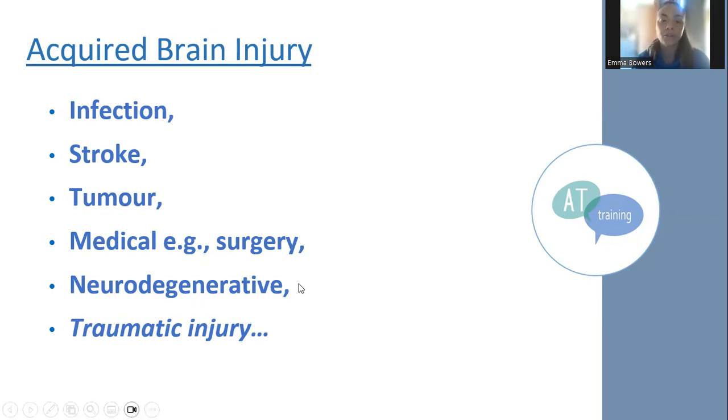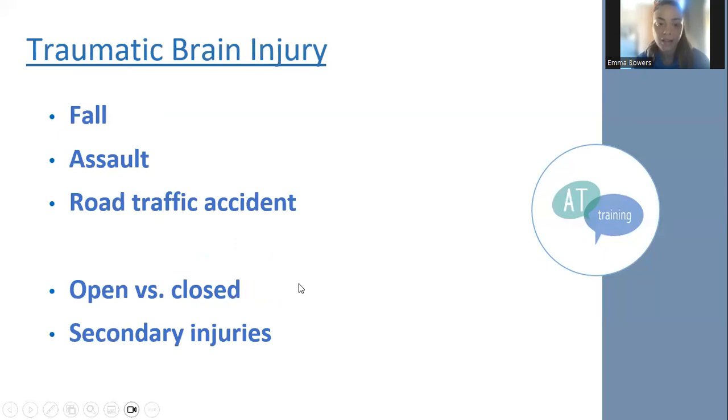So if we look on the next slide, we can see that a TBI can be caused by, again, varying different reasons: fall, assault, road traffic accident. I largely work in road traffic accident. Traumatic brain injuries can be open or closed. I largely work in closed road traffic accidents. An open injury is when the skull has been fractured, and it often results in focal damage, so just a specific area that has sustained an injury.